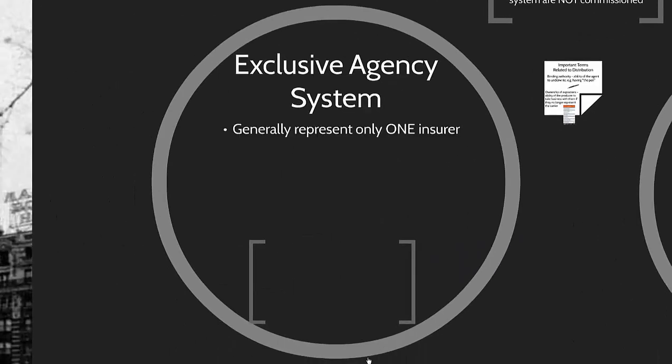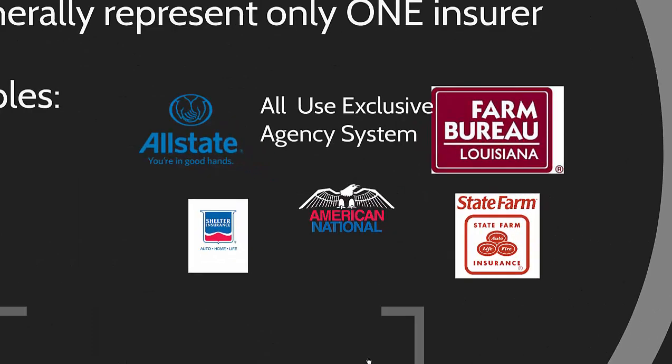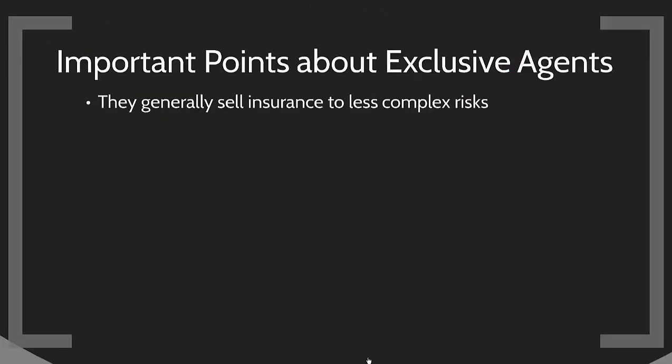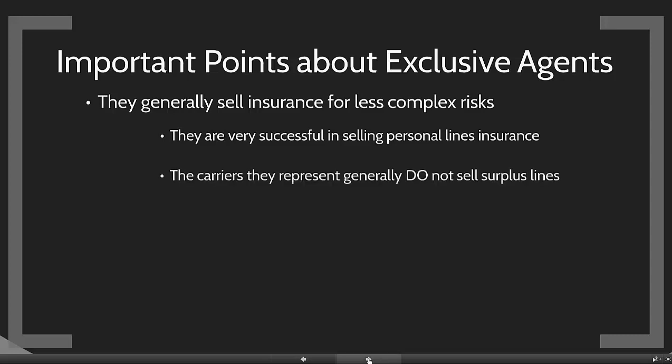Let's start with the exclusive agency system. Generally represent only one insurer. Examples include all of these: Allstate, Shelter Insurance, American National, Farm Bureau, and State Farm Insurance. Some important points about exclusive agents. They generally sell insurance for less complex risks. So they're very successful in selling personal lines insurance like homeowners and auto and life insurance.